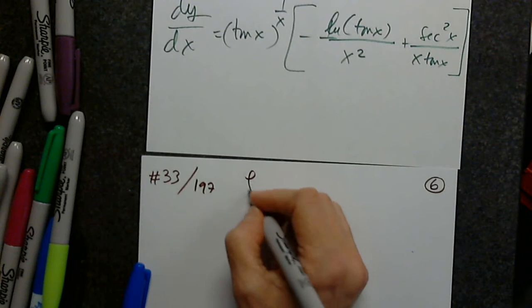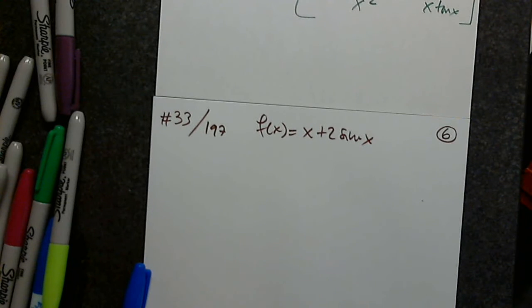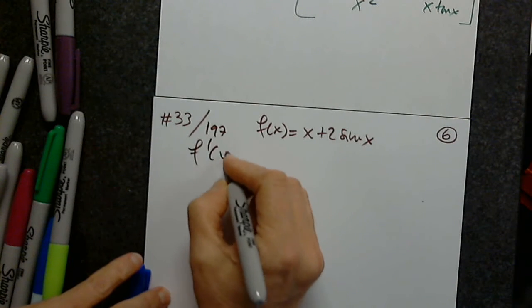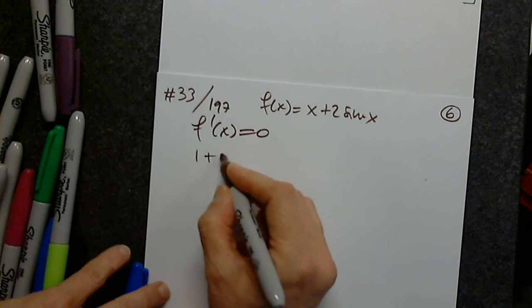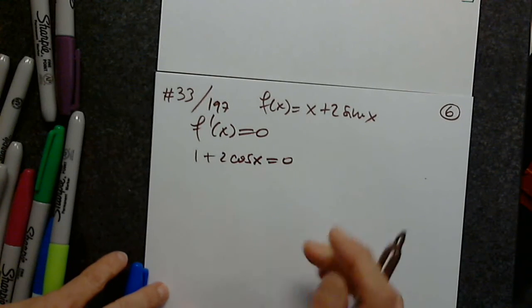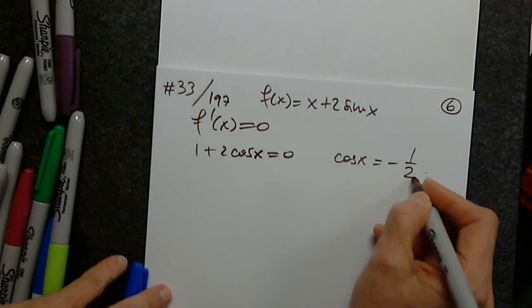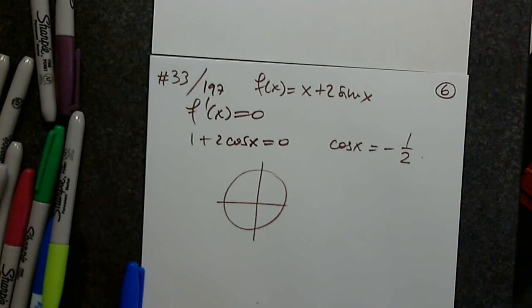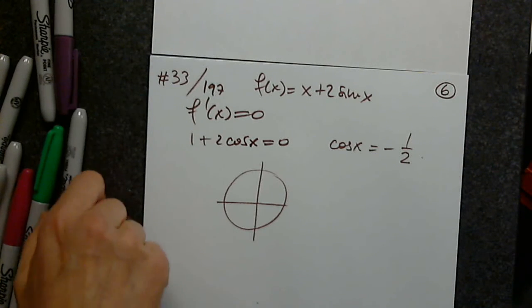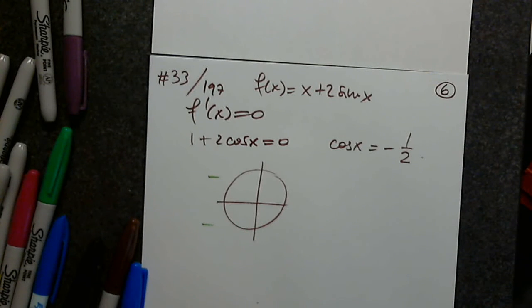So we are given f of x, which is x plus twice sine x. What does horizontal tangent mean? When it's 0. Right, when f prime of x is 0. So then we have 1 plus 2 cosine x equals 0. It's a trig equation, so cosine x equals -1/2. So we look at the unit circle. In which quadrants is cosine negative? Yes, because cosine is measured on the x-axis, in 2 and 3.